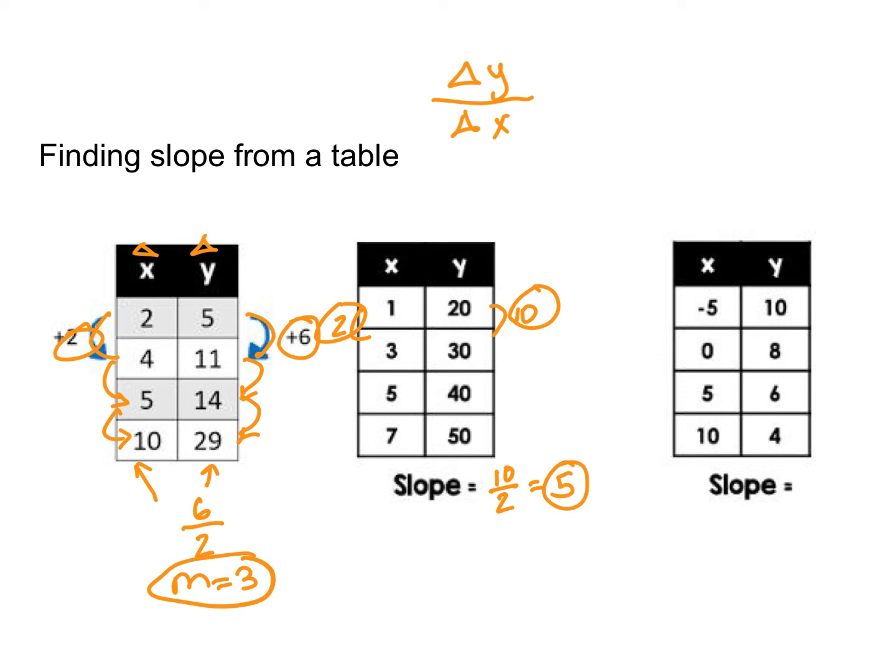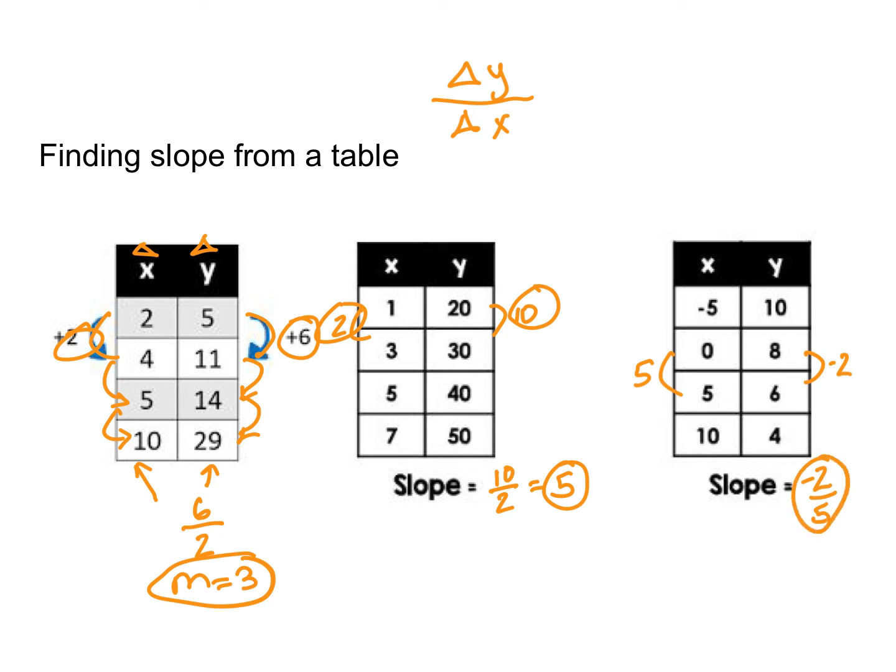And on this next one, I might look at this one and say, ooh, I don't want to deal with the negative. I'm going to start over here and say, all right, this changed by 5. This one went down by 2, so I've got to make sure that I'm showing it went down by putting a negative. You could have a negative on either side, but this one shows a negative. So my change in y is negative 2. My change in x is 5.